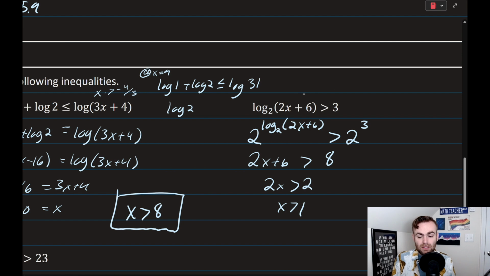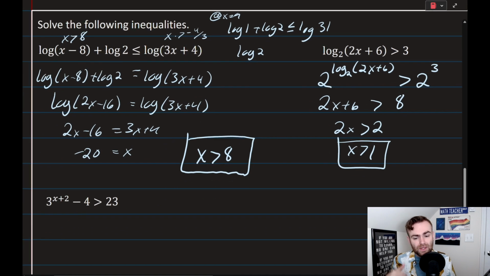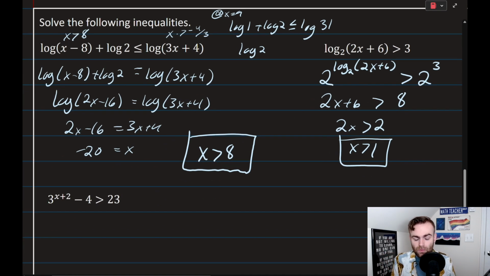That would be 3. So that's good. If I plug in something bigger than 1, let's do 5. If I plug in 5, I get 2 times 5 is 10 plus 6 is 16. 2 to what power is 16? 2 to the 4th power is 16, which is greater than 3. So this is good. So again, you got to think about these a little bit more.